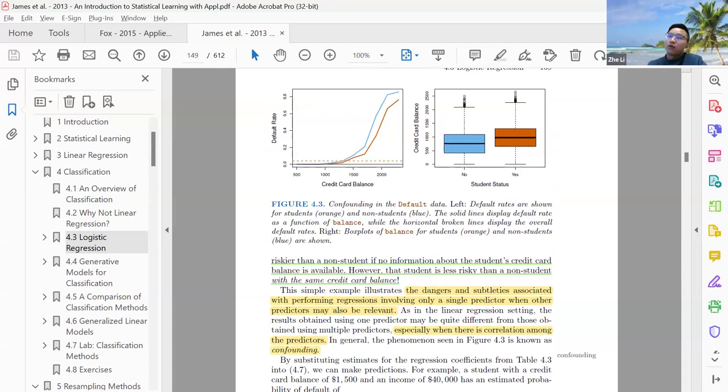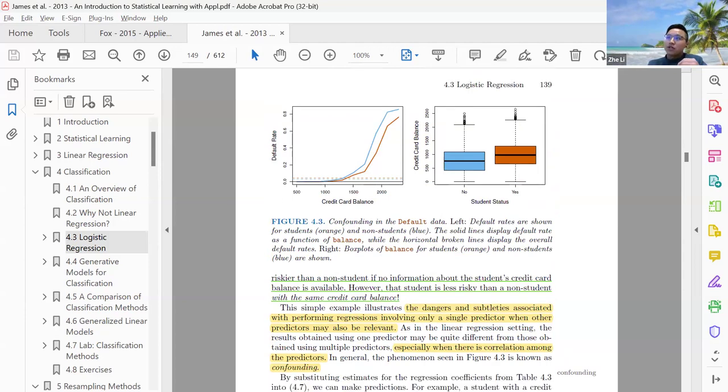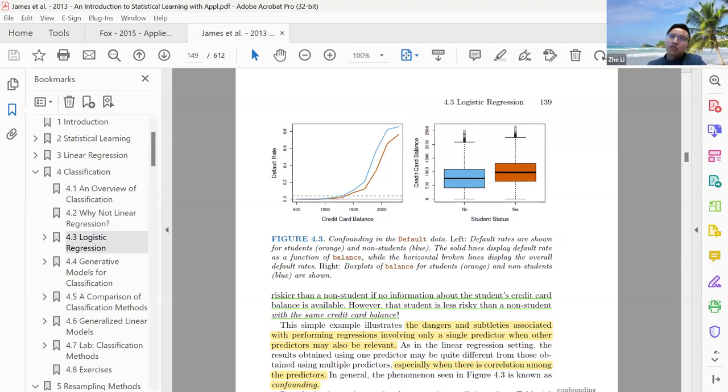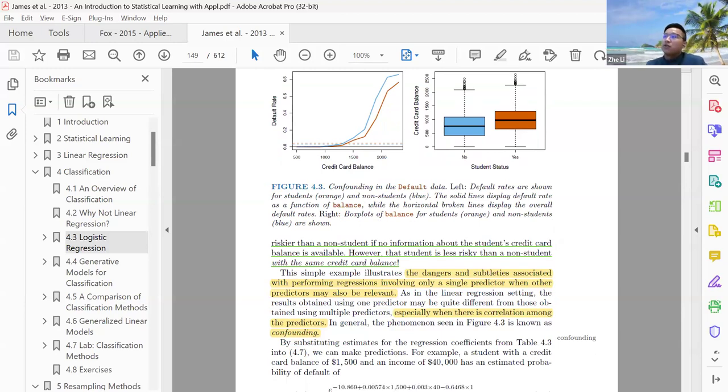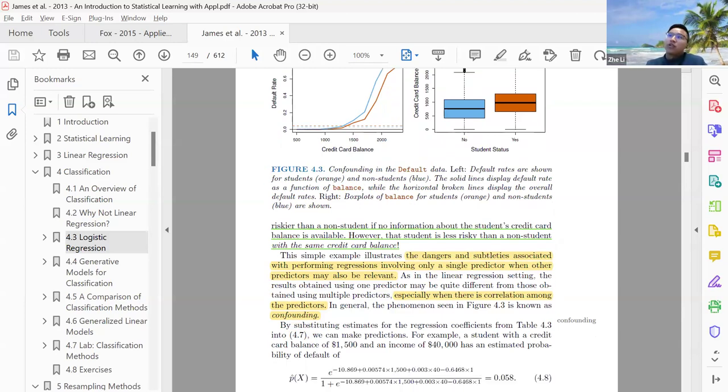if no information about their credit card balance is available. However, since students have a higher overall credit card balance than non-students, the student is riskier than a non-student. But if we set the credit card balance to the same between a student and a non-student, then we can see that the student is less risky than a non-student. This is an interesting result from the confounding between two predictors, and we should pay attention to it.